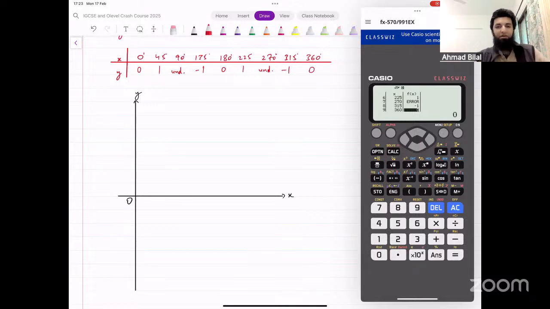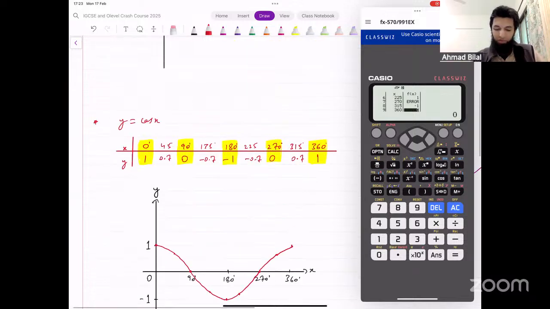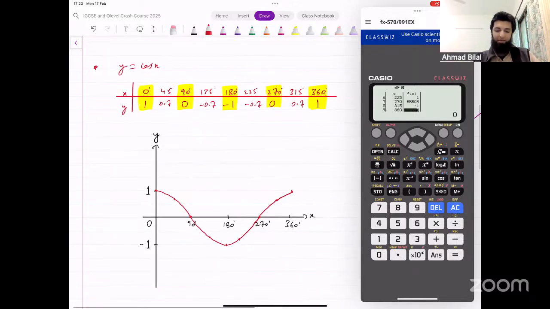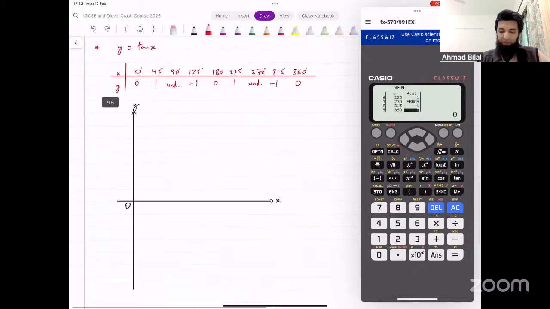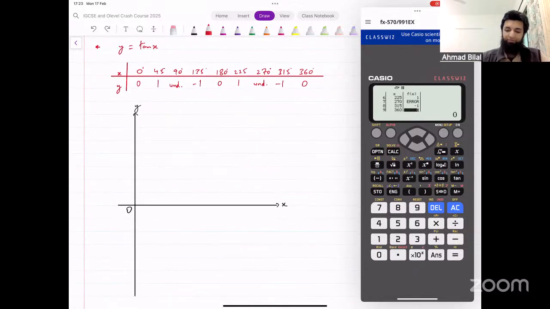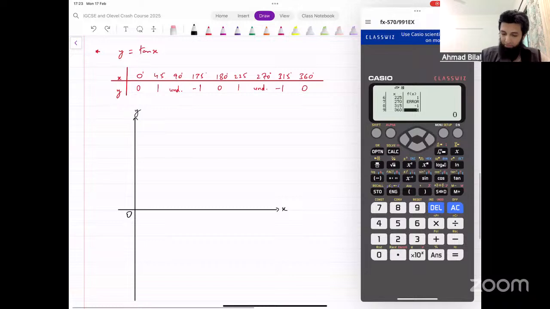How do you draw this graph now? Now you see, in case of sine and cos, the maximum value was 1. The minimum value was -1. Right? In case of sine and cos, these were the maximum and minimum values. But now, what about tan? How do you think of tan now? We have 0 and we have 1, but then it's undefined. What does that mean?